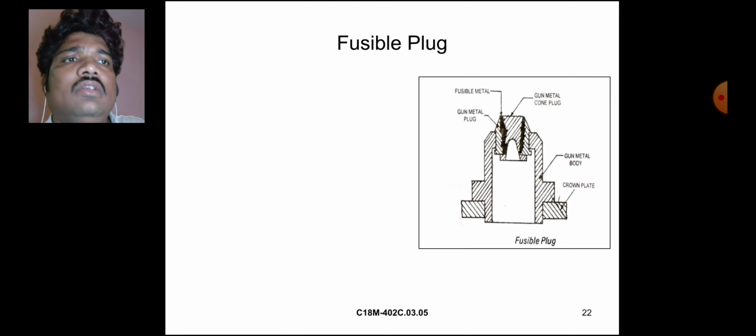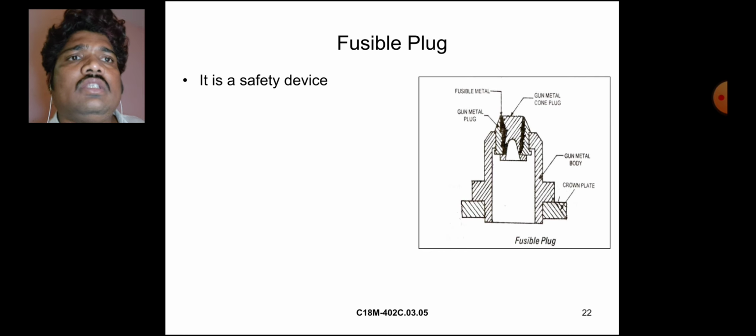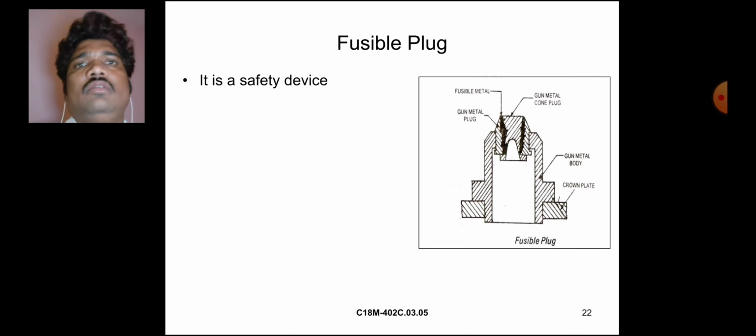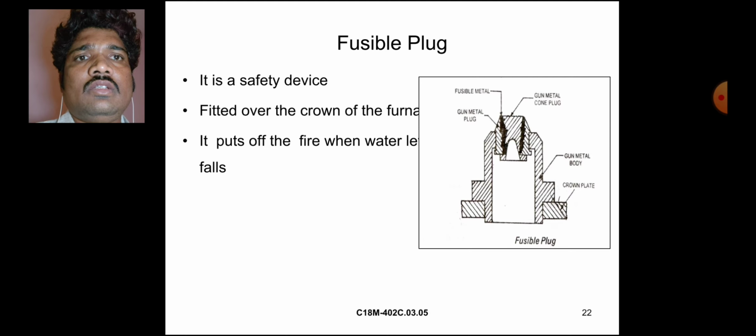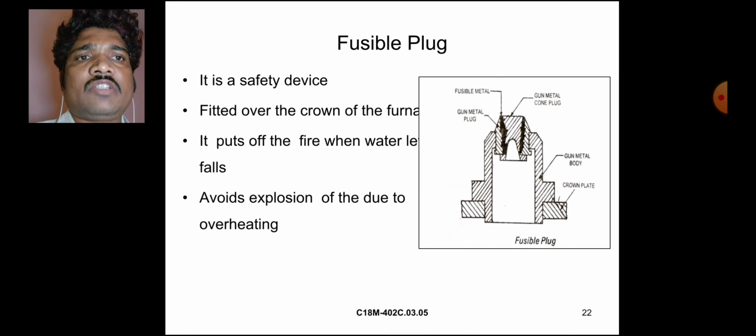Fusible plug, as shown in this figure. It is a safety device fitted over the crown of the furnace. It puts out the fire when the water level falls. It avoids explosion of the boiler due to overheating.